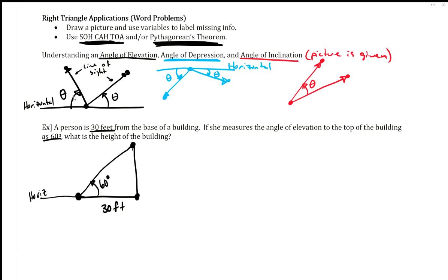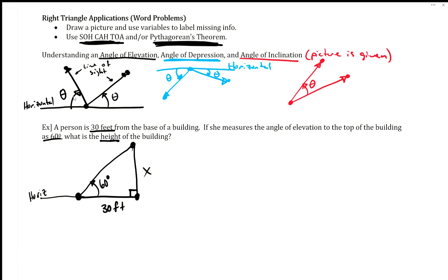So if she measures the angle of elevation to the top of the building as 60 degrees, there it is marked. I'm assuming the building is straight up and down, so we know that that's a right triangle. Now it's asking what is the height of the building. So the height, I'm going to mark that as x right there. That would be the height of the building.